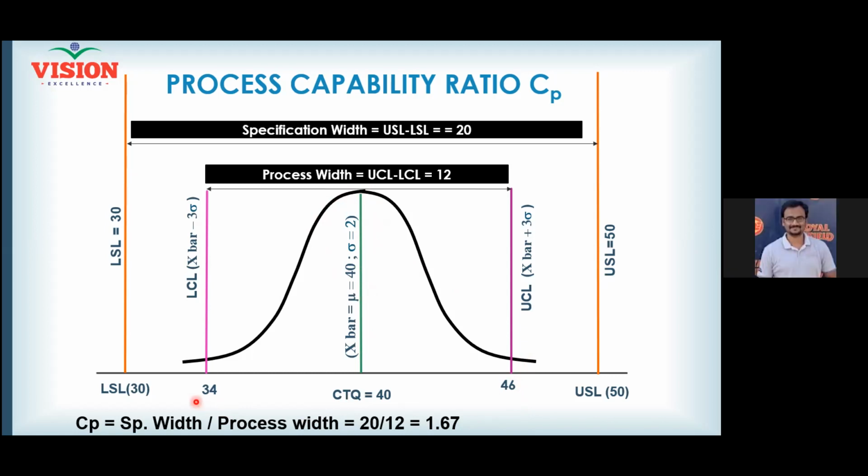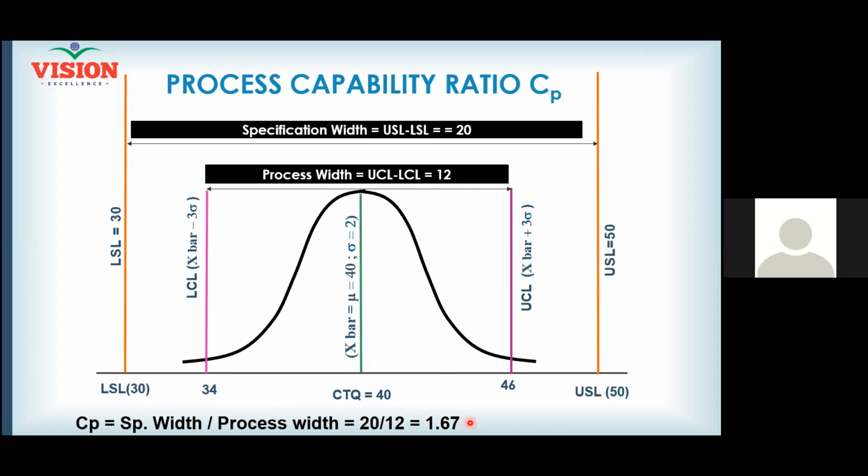Right. Now I apply the formula. Specification width is USL minus LSL. Can somebody tell me USL minus LSL? 50 minus 30? 20. And UCL minus LCL, 46 minus 34? 12. This is also equal to 6 sigma, 6 into 2 is also 12. So what is the Cp value? 1.67. Now tell me, is your process capable? Yes, sir. Definitely capable.